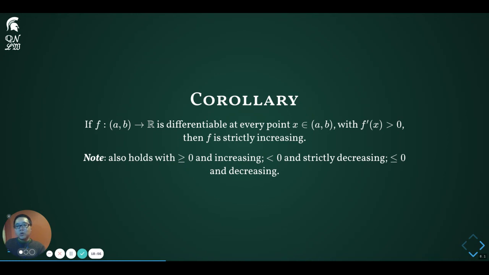This corollary also holds in different versions. If we assume f prime is always non-negative, then this will tell us that f is increasing but not necessarily strictly so. If we assume f prime is always strictly negative, then this will tell us that f is strictly decreasing. And if we assume f prime is always non-positive, then this will say that f is decreasing but not necessarily strictly so. The proofs all work in more or less the same way.